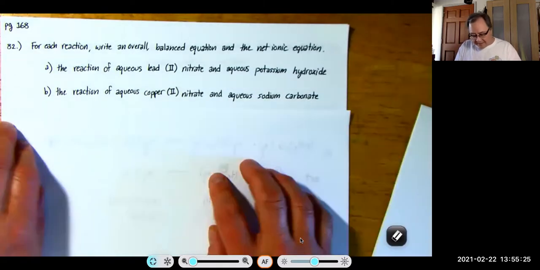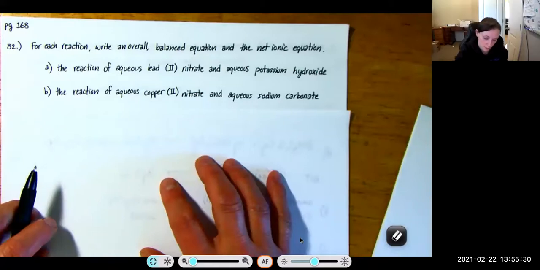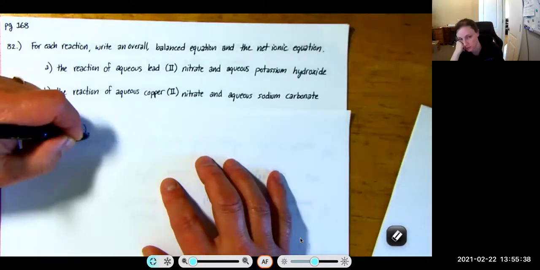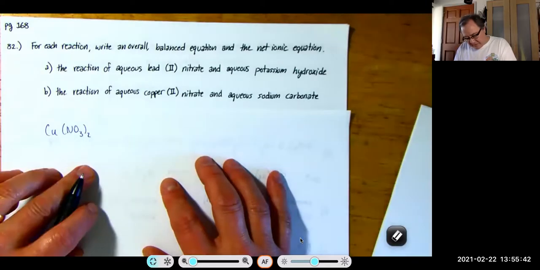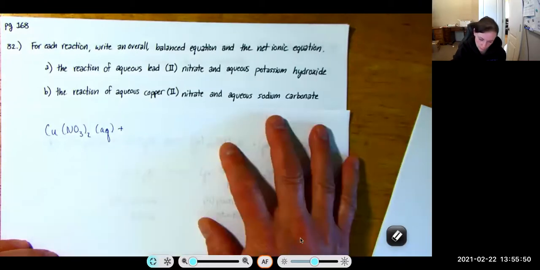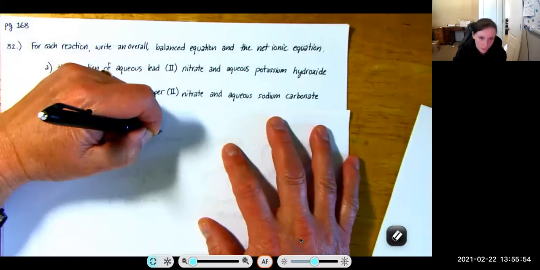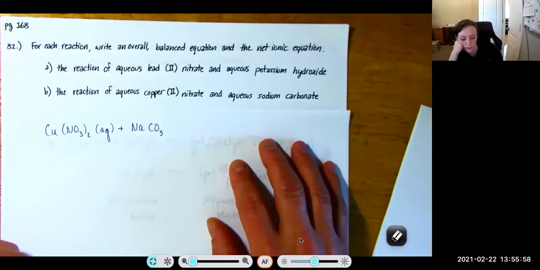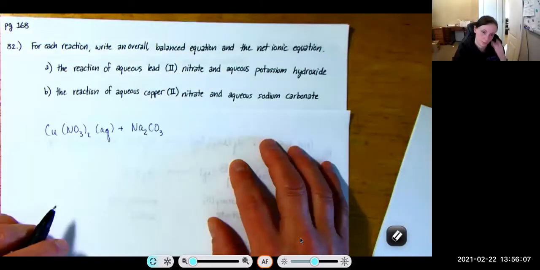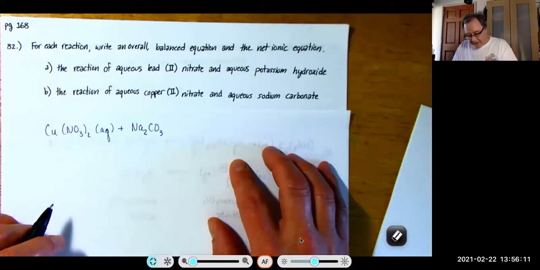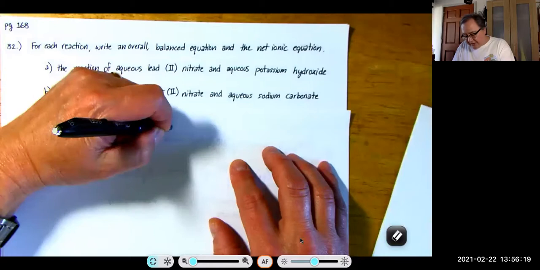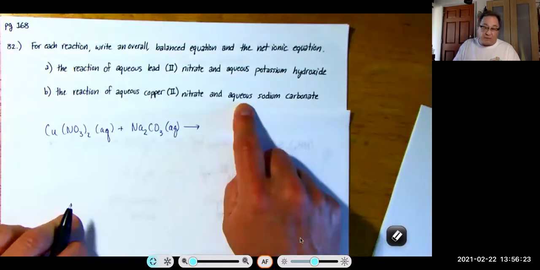So tell me exactly what I should write. Copper nitrate 2. So parentheses, nitrate, and then a 2. And then aqueous. This is a nitrate. And then Na2CO3. Na2, yes. Why? Because carbonate has a 2- charge. That's right. What's the state of this stuff? Aqueous. Not only because the statement says it's aqueous, but because it's got sodium in it, right?